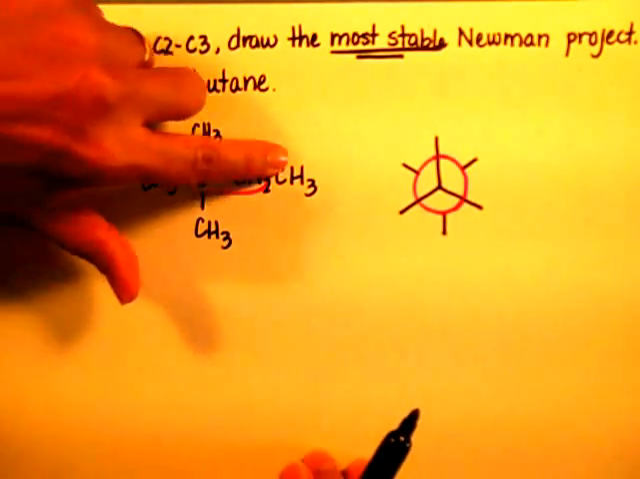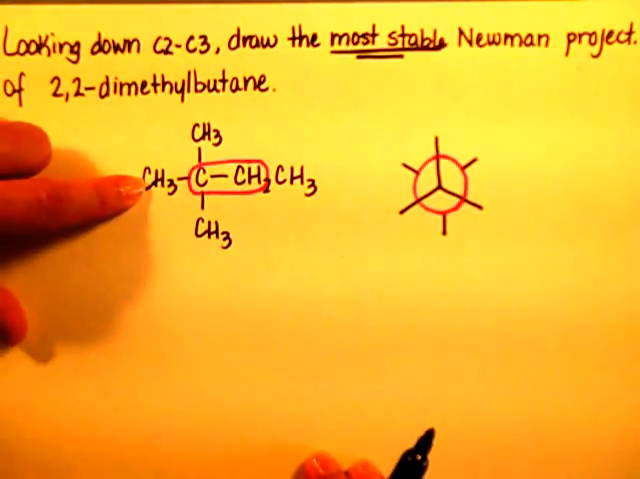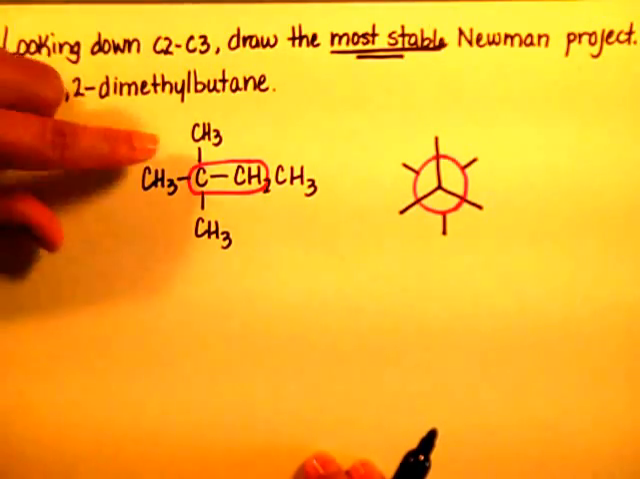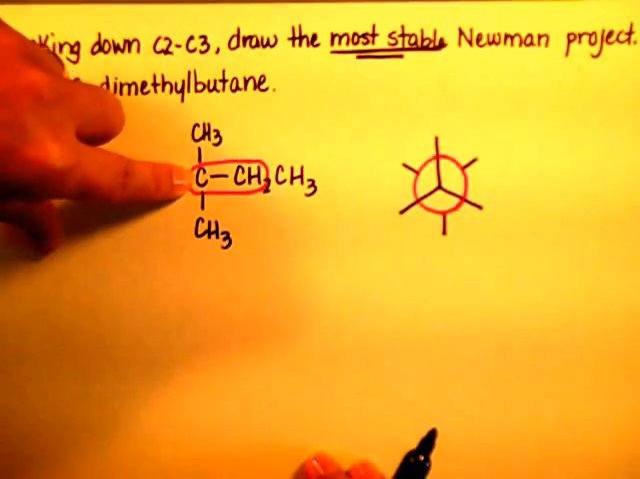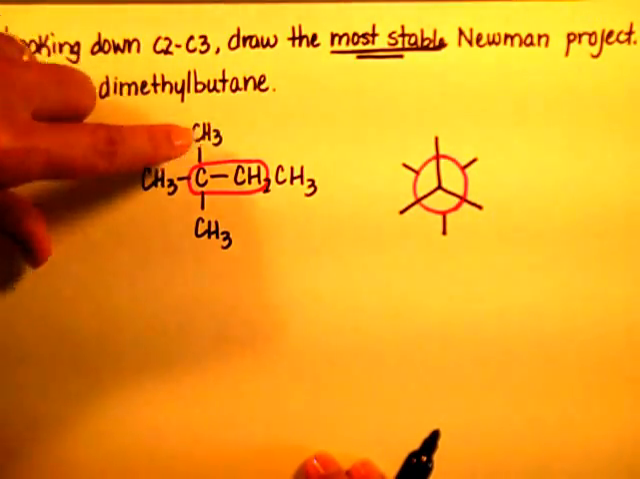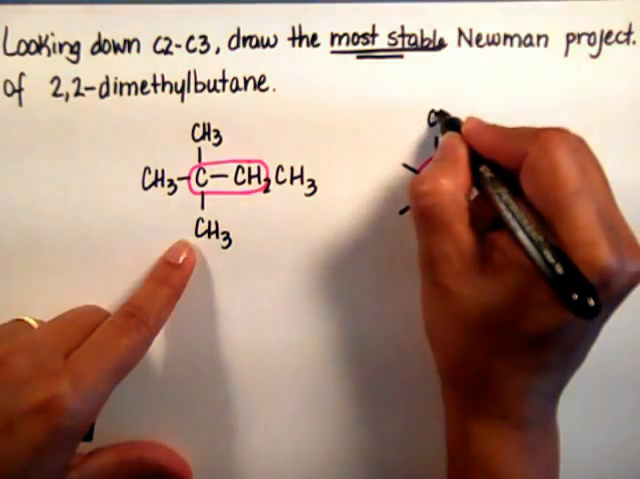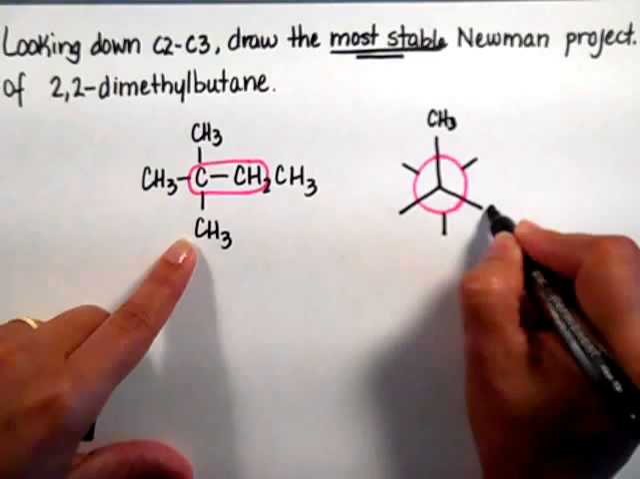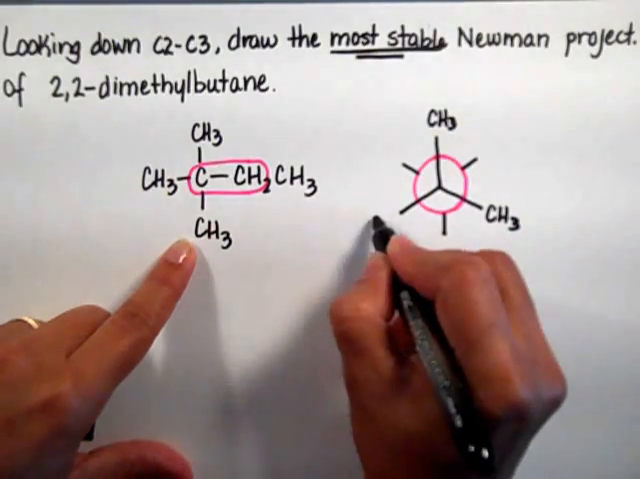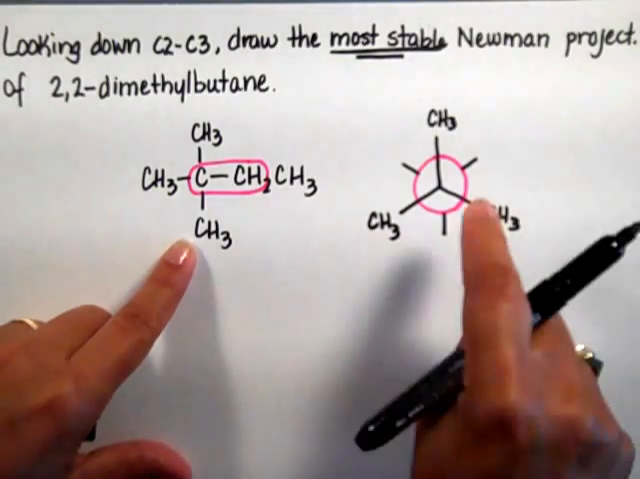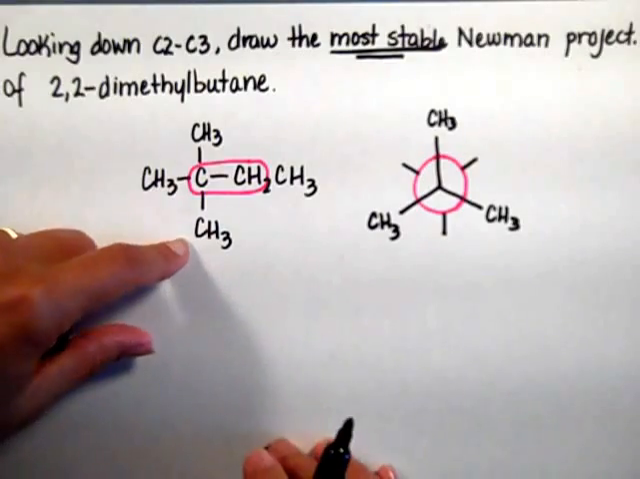circle. So now I go to my structure right here. Either one of them can be the front carbon. I'm just going to make the one on the left be the front carbon, and that carbon has 3 methyls attached to it. So I'm going to go to my Newman projection, and I'm going to attach 3 methyls on the front carbon.